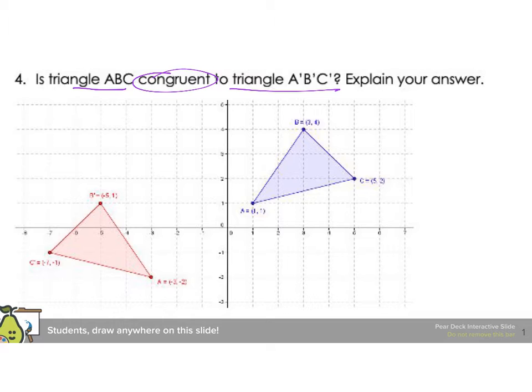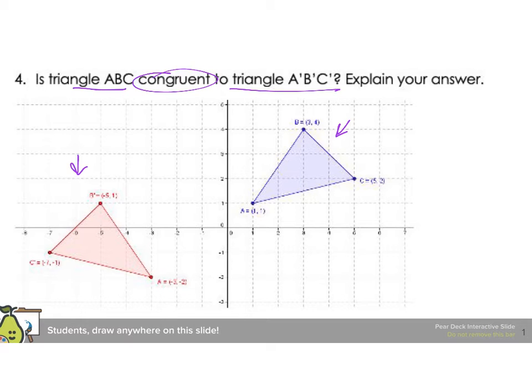So the way we prove that is by figuring out what transformations can be done to this pre-image to get it to map on top of the image. That just means I need to place it right on top of the image and show that they are exactly the same. So what can I do?